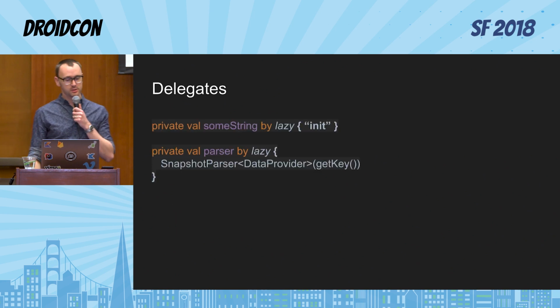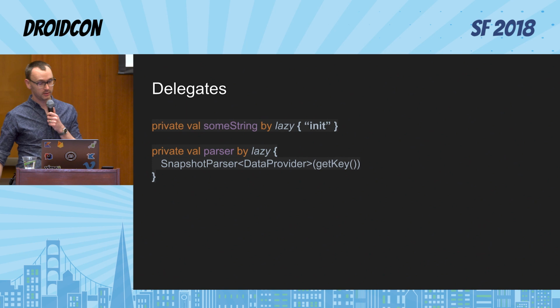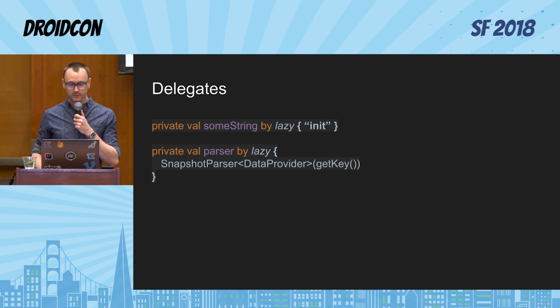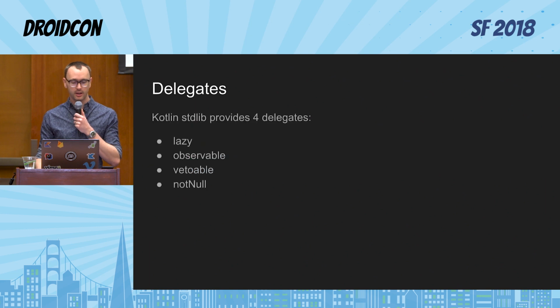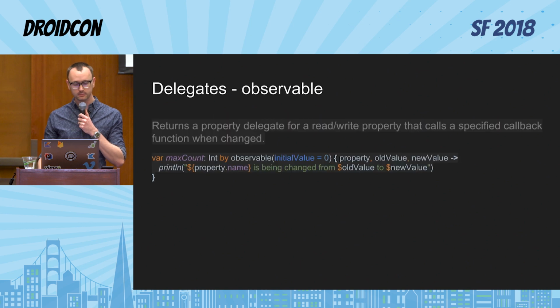All right, so delegates. Most people have used lazy, provided by Kotlin. You've seen code like this. You've probably written code like this. The standard library actually gives you 4 delegates. Lazy is one of them. So we're going to look at the other 3, being ones you might not have seen before. So they're observable, vetoable, and notNull.